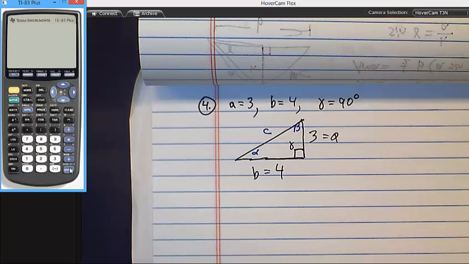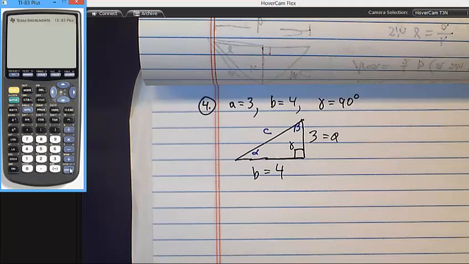Now which one do you think I ought to find first? I think the C. What does C equal? Well, you know it equals 5. How do you know? 3, 4, 5 right triangle. Let's say you didn't know that. Suppose you don't know what C is. Is there another way you could find it?